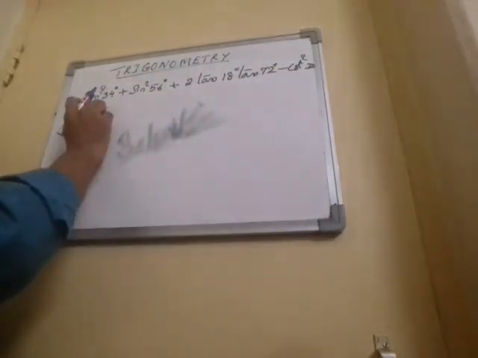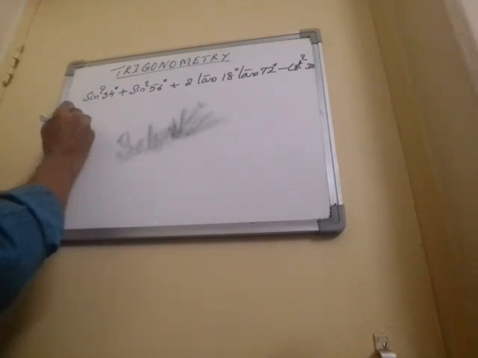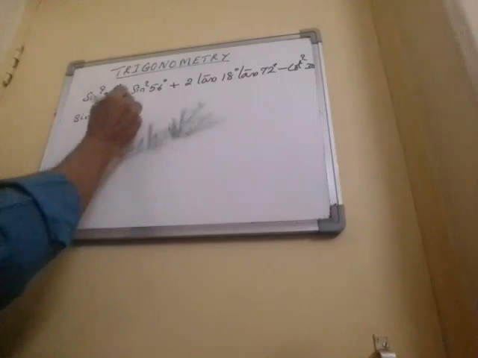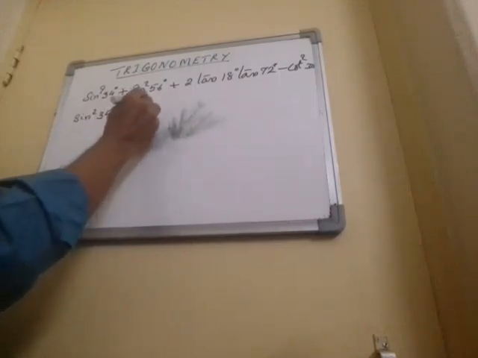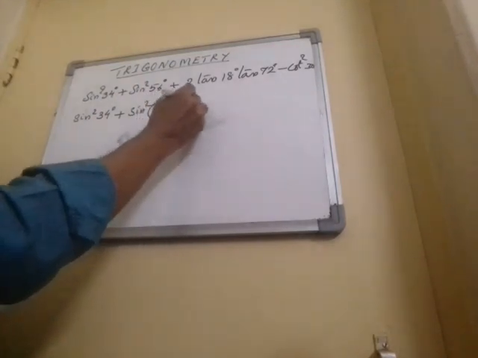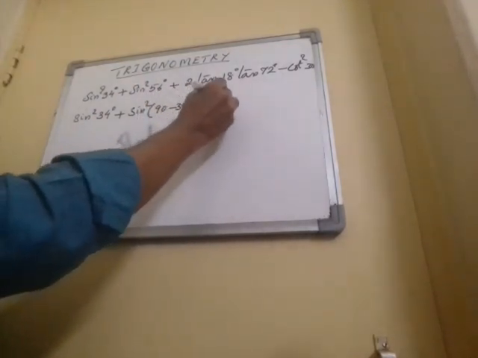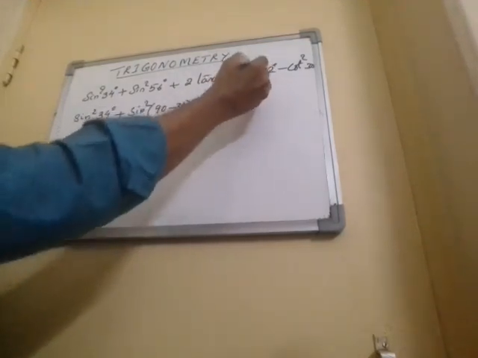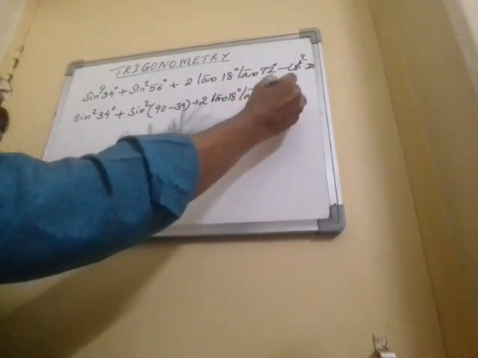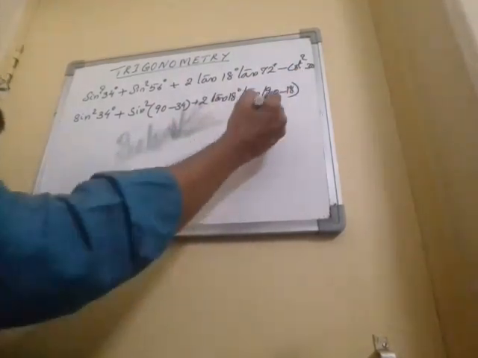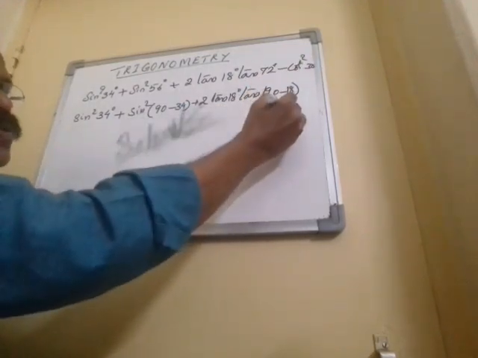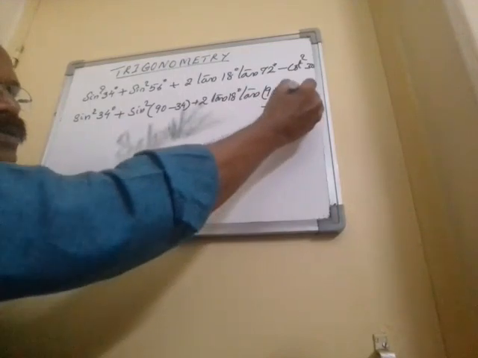So here the first term I am not making any change. So sine square 34. Plus sine square 56 we can write as sine square of 90 minus 34, plus 2 tan 18. The first term I am not changing, second, tan 72 can be written as tan of 90 minus 18, minus cot 30, it is root 3. So root 3 square.